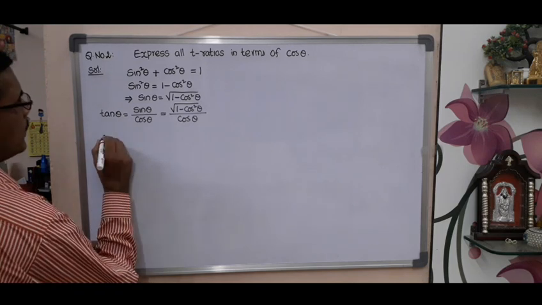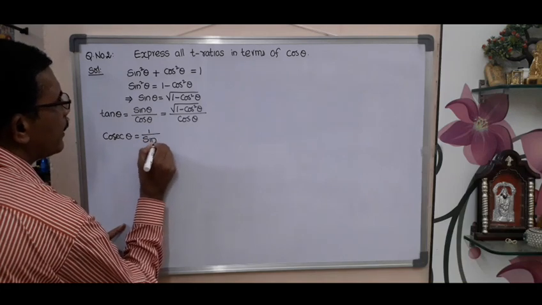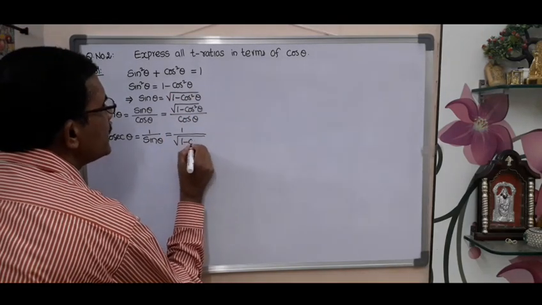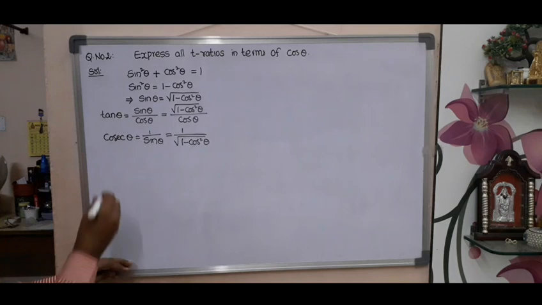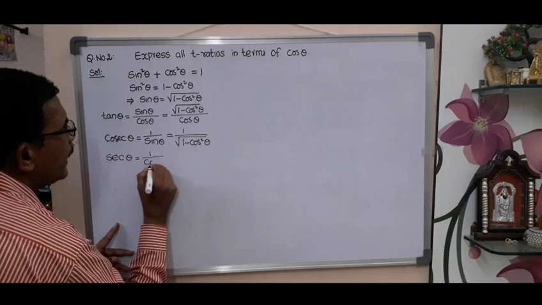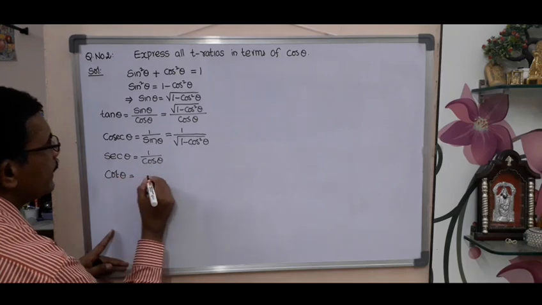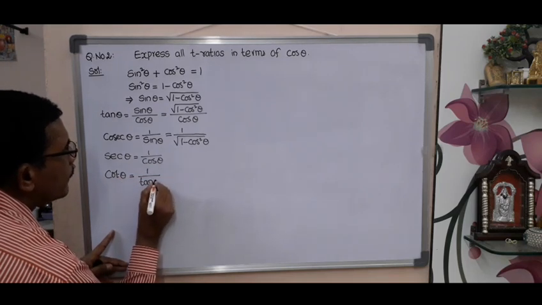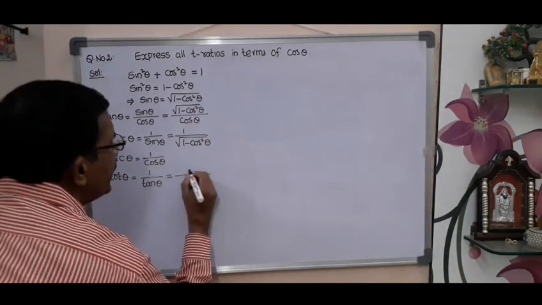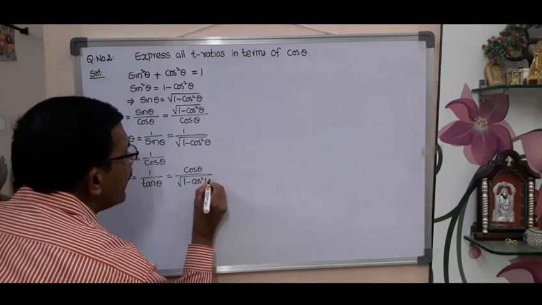Now cosec theta, that is the reciprocal of sin theta, is equal to 1 by sin theta, which is 1 by under root 1 minus cos square theta. Now secant theta is the reciprocal of cos theta. Now cot theta is the reciprocal of tan theta, that is equal to 1 by tan theta, where tan theta is under root 1 minus cos square theta by cos theta. So it is cos theta by under root 1 minus cos square theta.